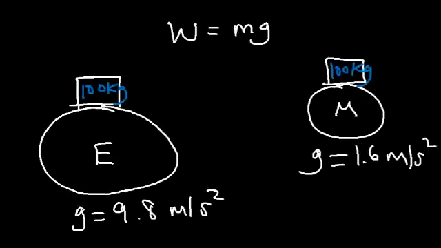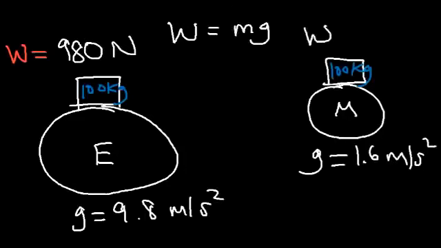So if you were to calculate the weight force of this object on the Earth, it's going to be 100 times 9.8. So it's 980 newtons. On the Moon, it's 100 times 1.6. So it weighs 160 newtons.